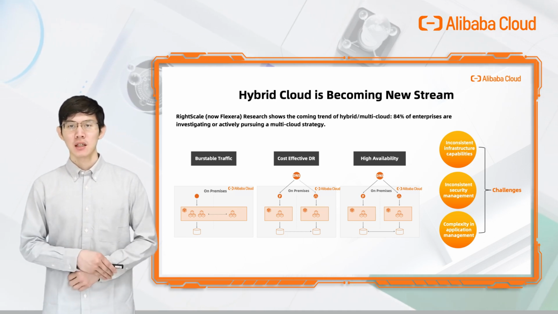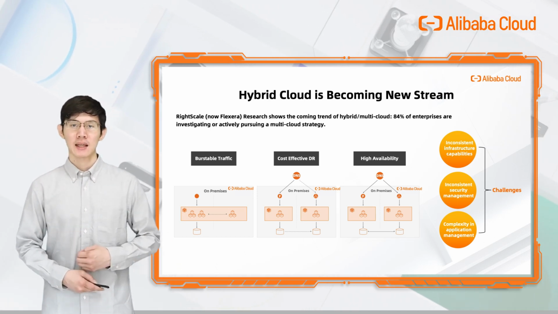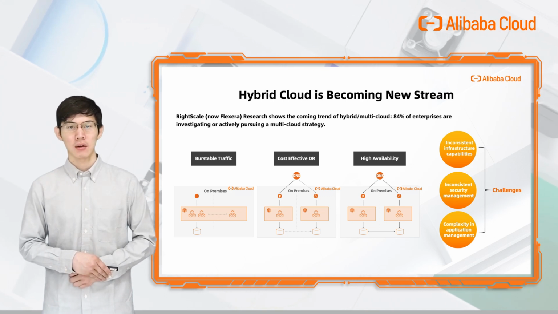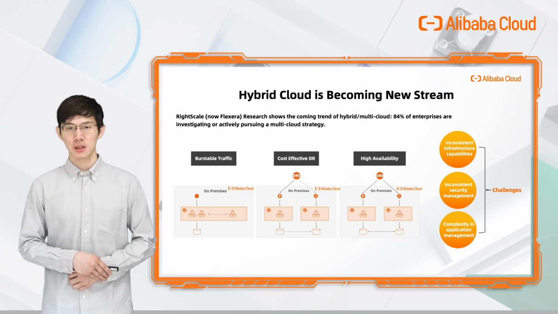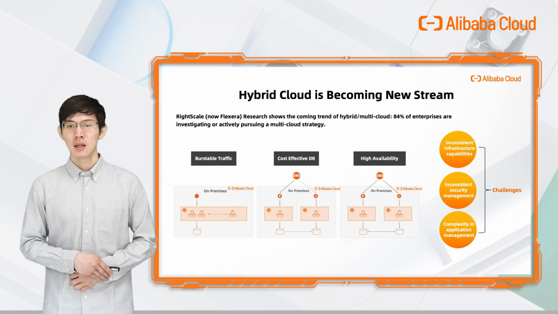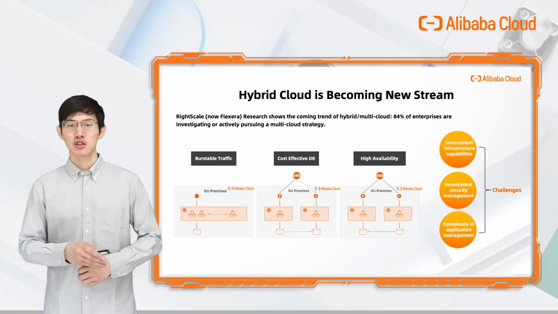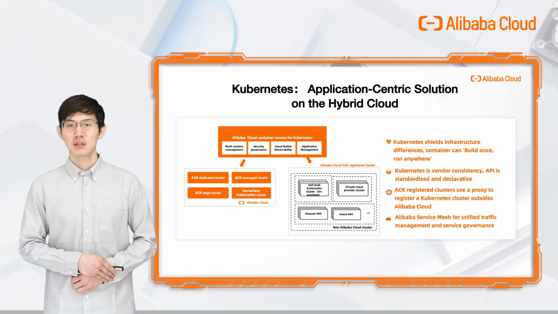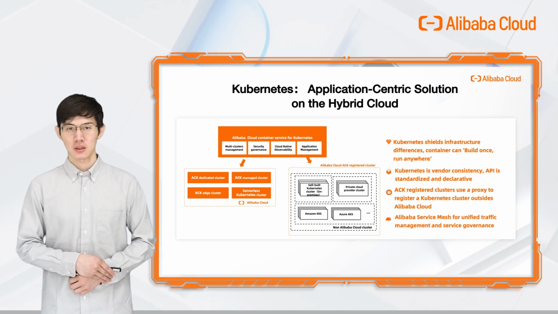Enterprises get the benefits of handling burstable traffic, building high-availability application architecture, and cost-effective disaster recovery across cloud and on-premises, while they are still facing huge challenges, including inconsistent infrastructure capabilities, inconsistent security management, and complexity in application management. Alibaba Container Services offers an application-centric solution based on Kubernetes to address all these challenges.